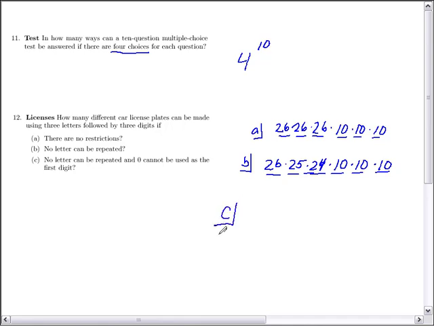Part C, no letter can be repeated, and 0 cannot be used as the first digit. So the 26, 25, 24 doesn't change. In terms of the digits, they say that 0 can't be the first digit, so we have 9 choices for the first one. Doesn't say anything about the last 3, so we all have 10 choices for the last 2 spots.